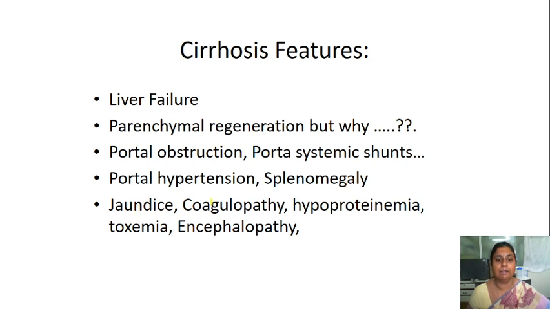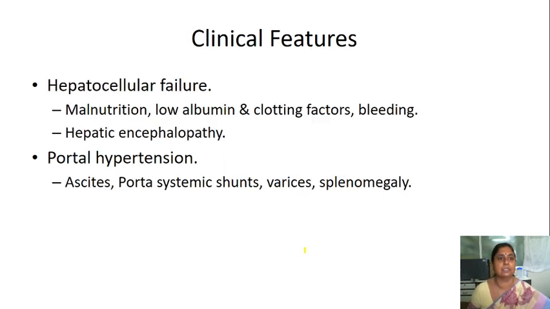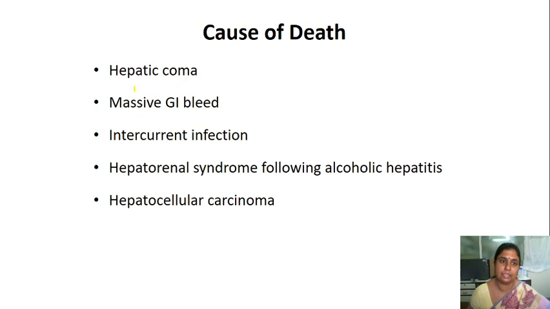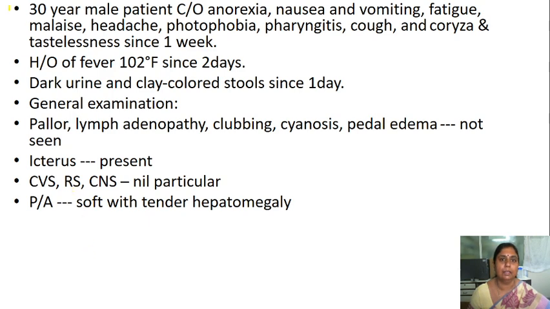And then we have coagulopathy, hypoproteinemia because of your liver failure, and toxemia and encephalopathy because of portosystemic shunts, right? This is what cirrhosis is. Hepatocellular failure, malnutrition and hepatic encephalopathy, and portal hypertension, which you can recognize by ascites and splenomegaly. Cause of death in these cases is the same as in hepatic failure, that is hepatic coma, massive GI bleed, intercurrent infections, hepatorenal syndrome and hepatocellular carcinoma. So that was about your cirrhosis.